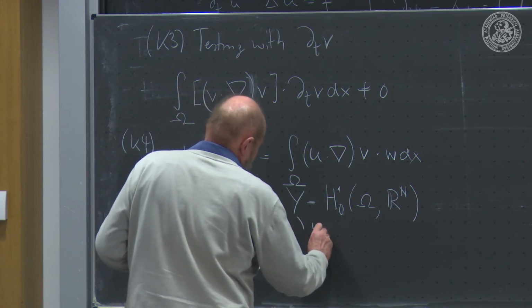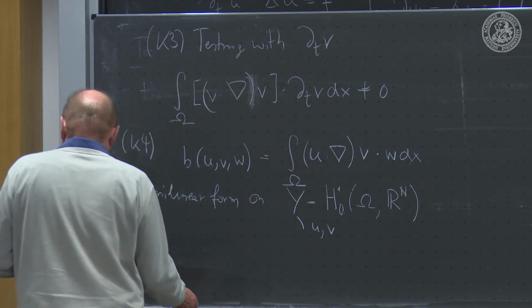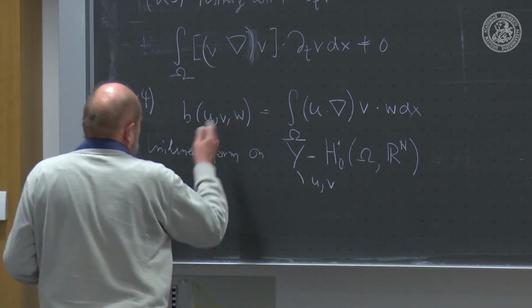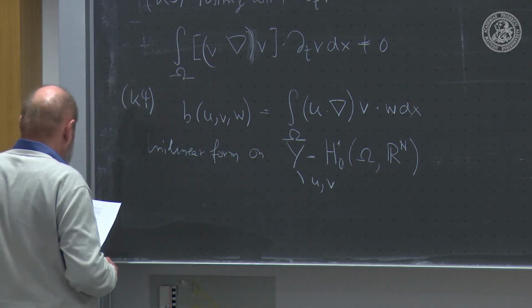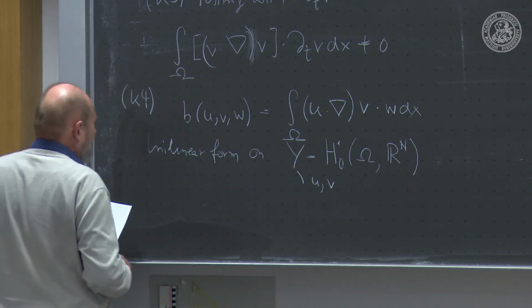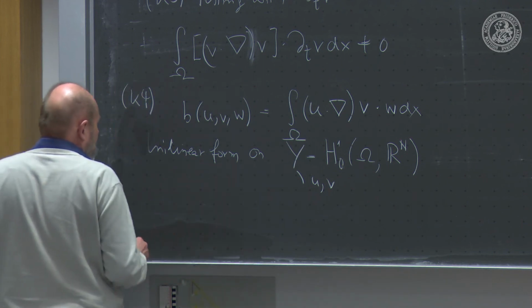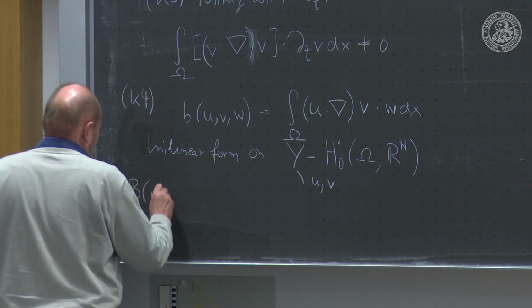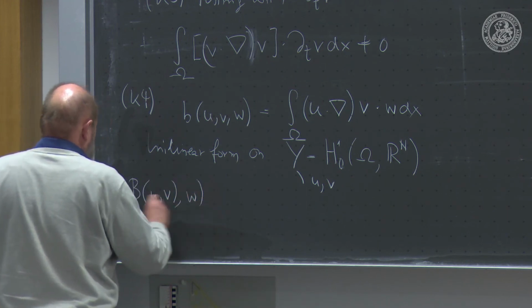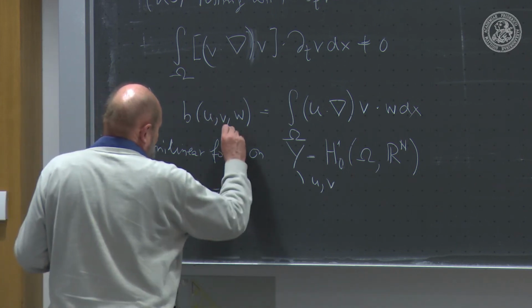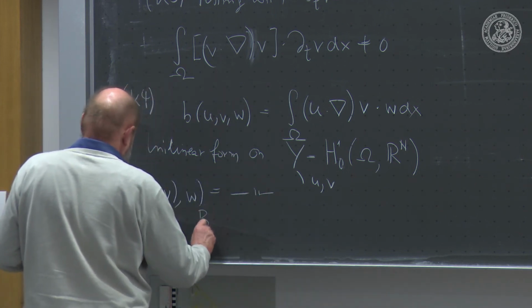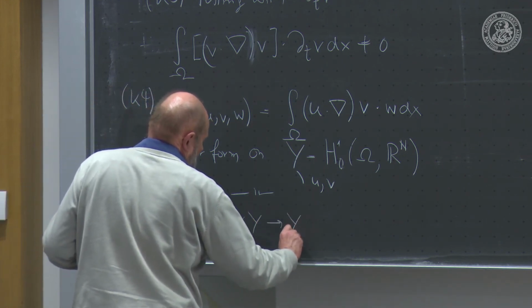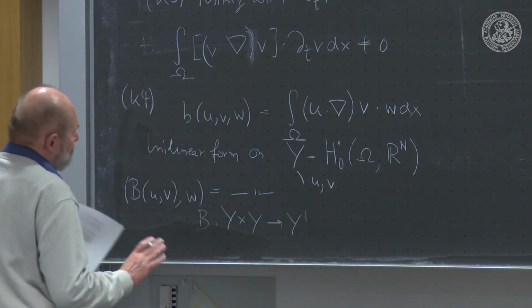So we take the u and the v from this space, but then it's not so clear what is allowed for the w. So what comes out is something like b(u,v) applied to the w being this thing here, and the b is then something like from Y cross Y to Y prime. So that would be a standard situation.